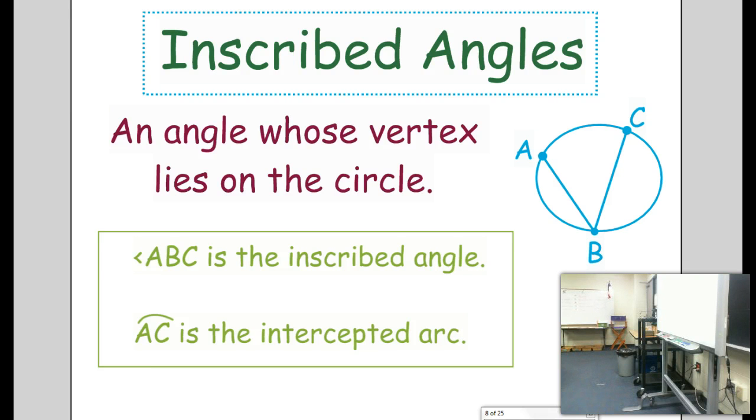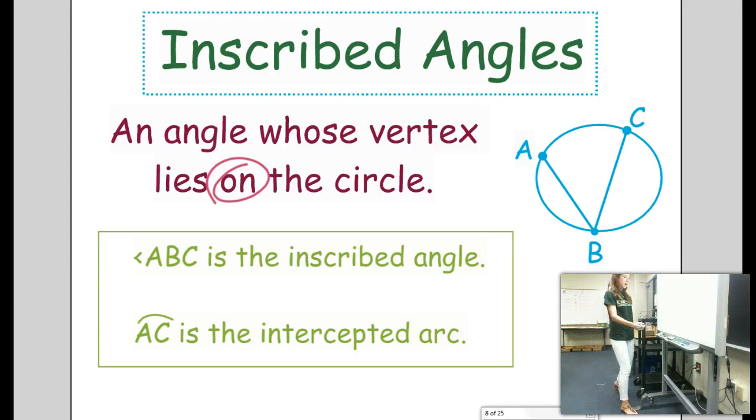An angle whose vertex lies on the circle. Not on the center of the circle, but on the circle. So the angle I drew, angle ABC, is an inscribed angle because B is on the circle.